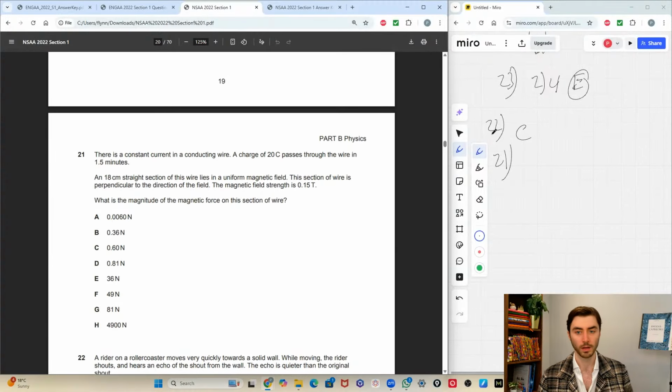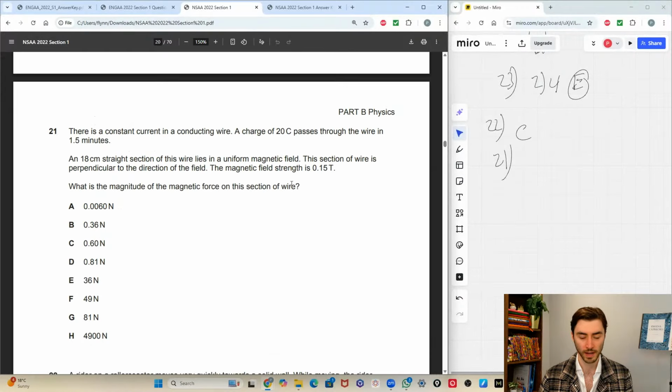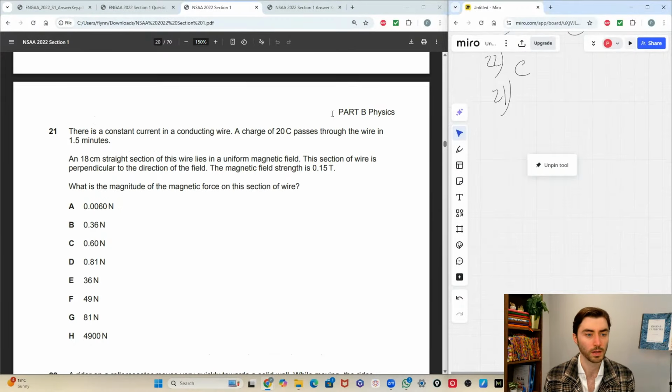21. I normally like circuits. I was ashamed about that early one. Nope, focus, fine. Okay, so constant current, charge of that and that. So I can get the current from that. It's actually that the wire lies in a uniform magnetic field. Magnetic force, okay, this is F equals BIL.